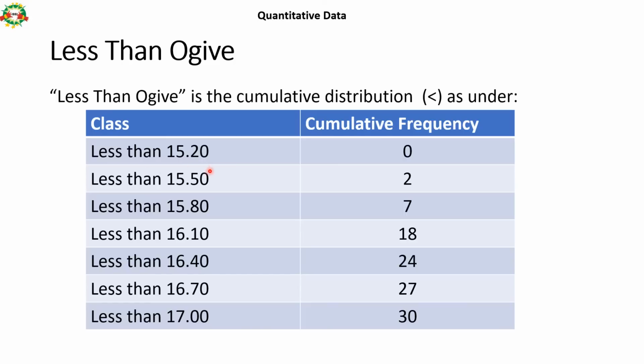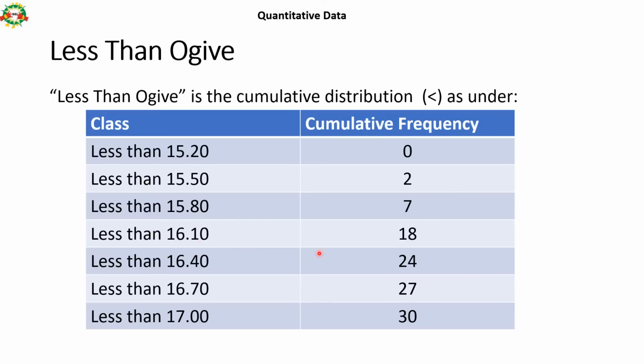For example, less than 15.20, if we are discussing all these curves with the help of the same data set. There was no number which was less than 15.20, so cumulative frequency was 0. Then less than 15.50, there were two entries, if you remember. Then less than 15.80, two entries were there up to this point, and between the interval of 15.50 and 15.80, there were an additional 5 entries. So a total of 7 entries were there less than 15.80.